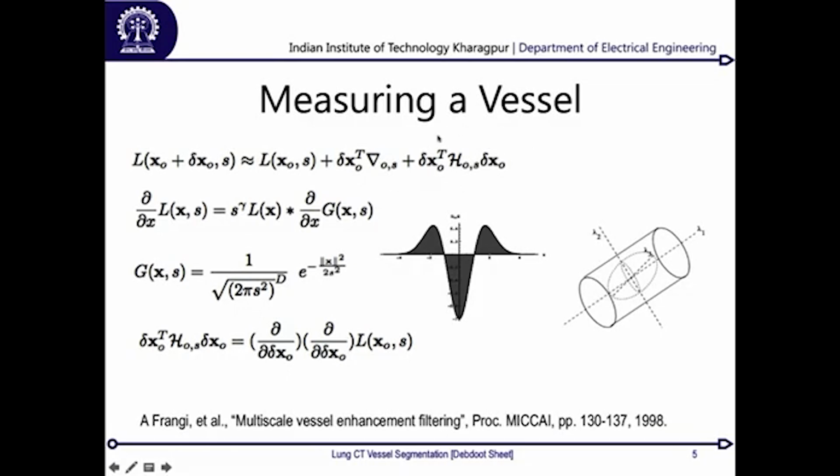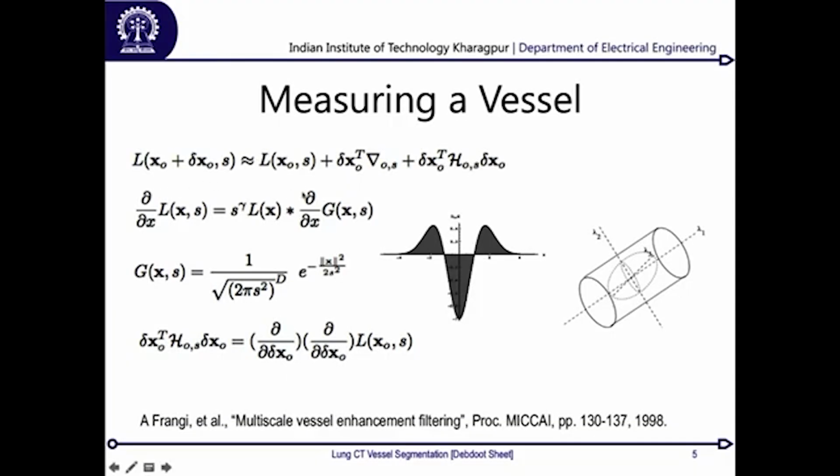In a 2D case, this matrix would just be a 2 cross 2 operator matrix. In a 3D case, you will have a 3 by 3 operator matrix coming in over here.